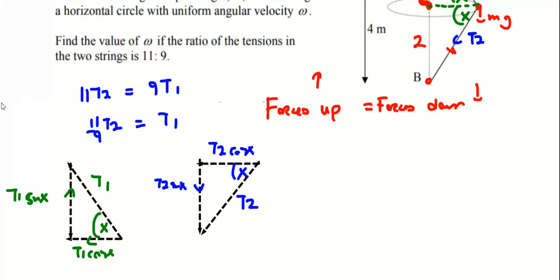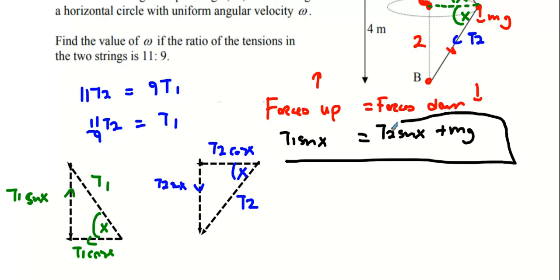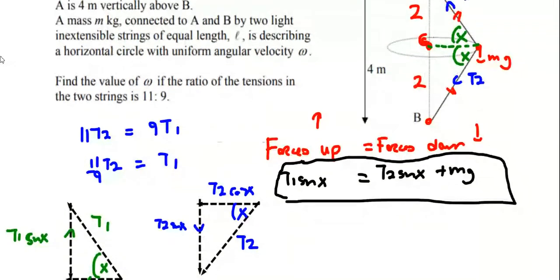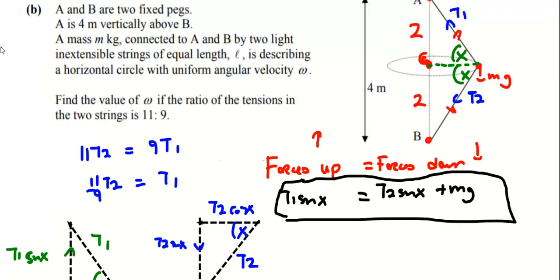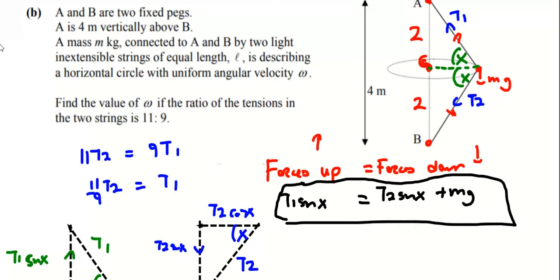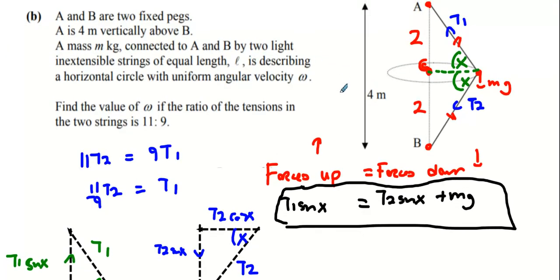Now, the only force up is the T1 sine X, and then it equals forces down, which is your T2 sine X plus your mg. So that's the first formula we're dealing with here. Next, I'll finish off my workings here first. The next thing is you need your centripetal force.